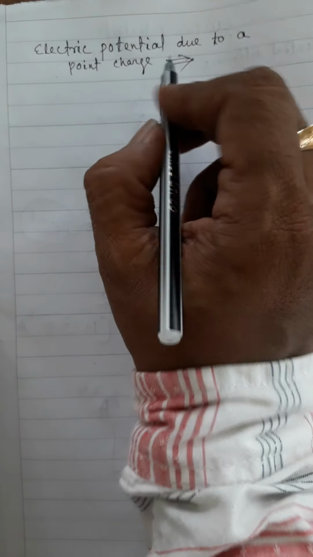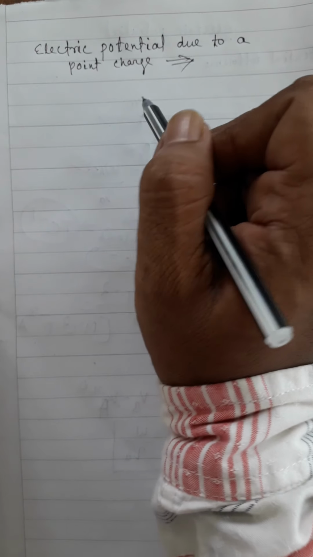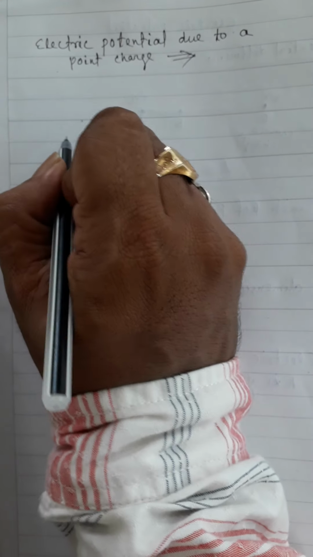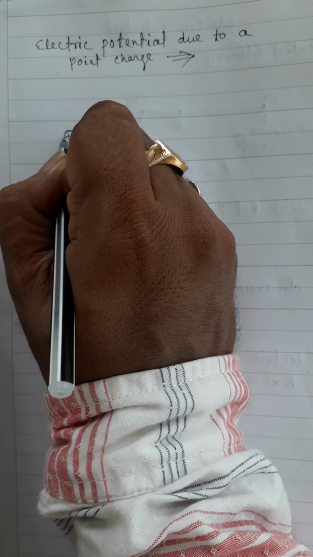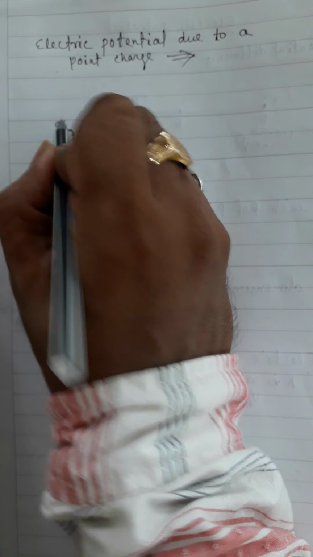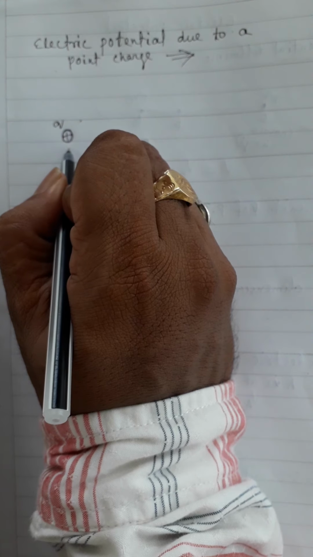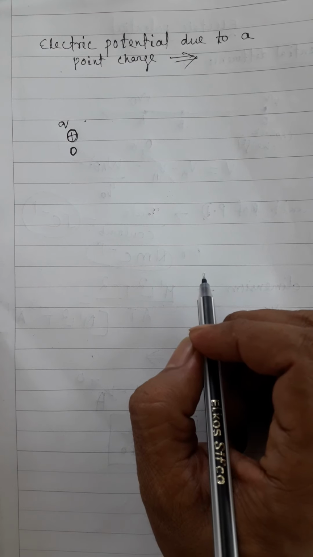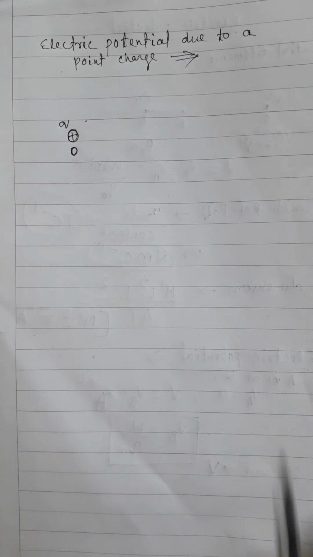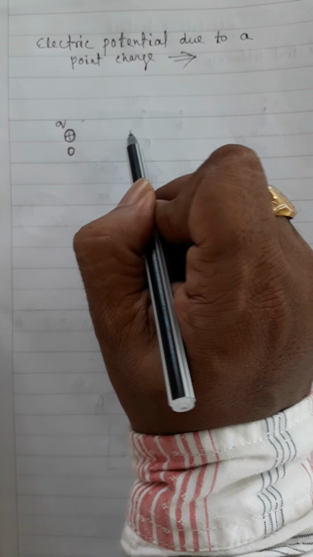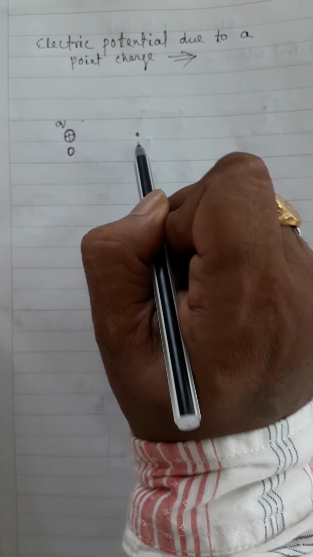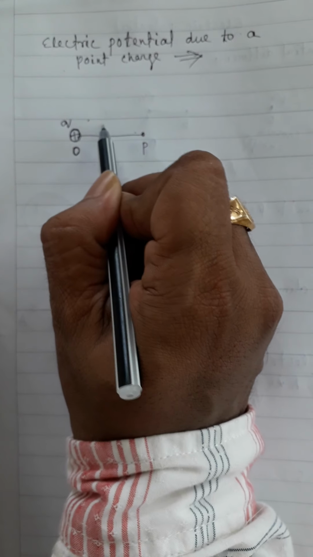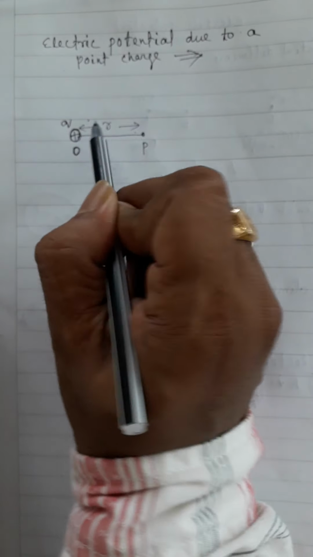So to calculate the electric potential due to a point charge, we have to take a positive point charge. Suppose this is the positive point charge, or the source charge, +Q, which is placed at the origin O. We have to calculate the electric potential at a point P, which is at a distance r from the source charge.